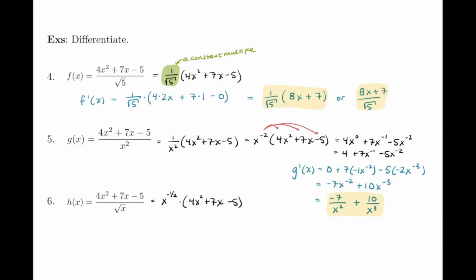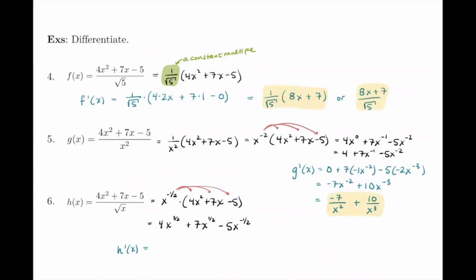Then we have to get rid of this product, and again, that is easily done by distributing this x to the negative 1/2 into the three terms in the parentheses. Multiplying x to the negative 1/2 into 4x to the second will give us 4x to the 3/2. Then we will add 7x to the positive 1/2, and then subtract 5x to the negative 1/2. Here again is a good place to take the derivative now, because we have some pieces that we have rules that apply to. Please pause this video and see if you can find the derivative h prime of x.